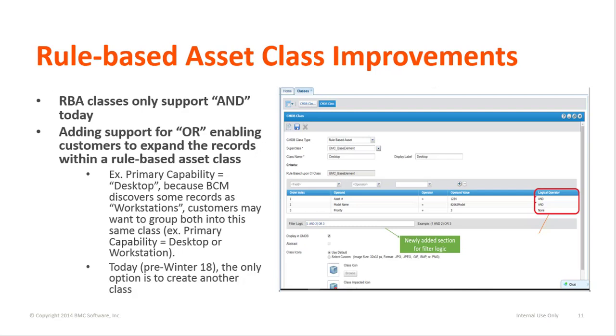There's a couple reasons we did this. Number one is for any customers that are using Agent List Discovery, Remedyforce Agent List Discovery, Premium or Premium Plus, or BCM. There are some devices that are discovered as a workstation and not a desktop. So for those that have the existing desktop rule-based asset class, you can now add an OR statement and say that if there are records that have a primary capability of workstation, they can also appear in the desktop class.